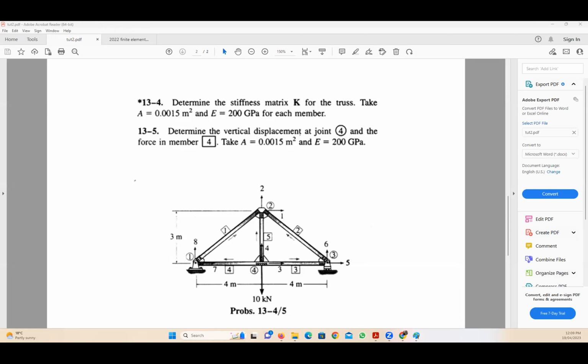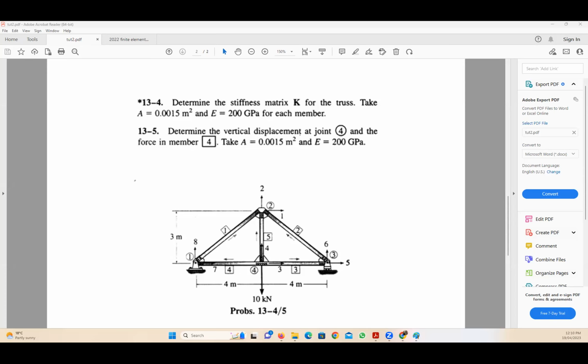So today, our second problem will also be on truss problems. Here we have a truss, as you can see, consisting of 5 members, and the requirement is to find the stiffness matrix K for the whole truss, assuming that the area of each member is 0.0015 meter square and the elastic modulus E is 200 gigapascal.